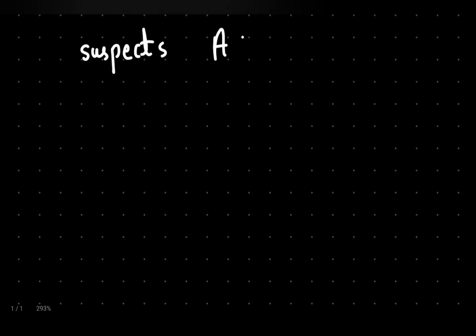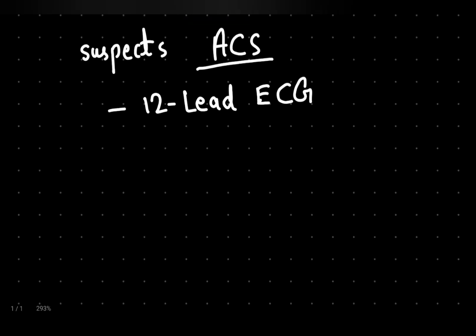After a detailed focused history and physical examination, we will suspect acute coronary syndrome, ACS. Then we will immediately do a 12-lead ECG and we will order labs for cardiac troponin.